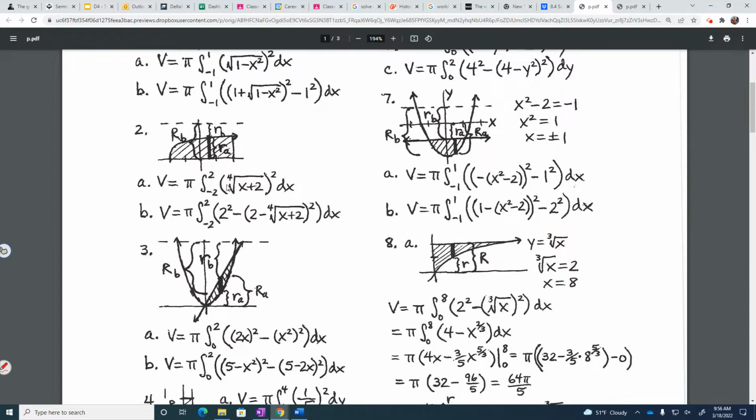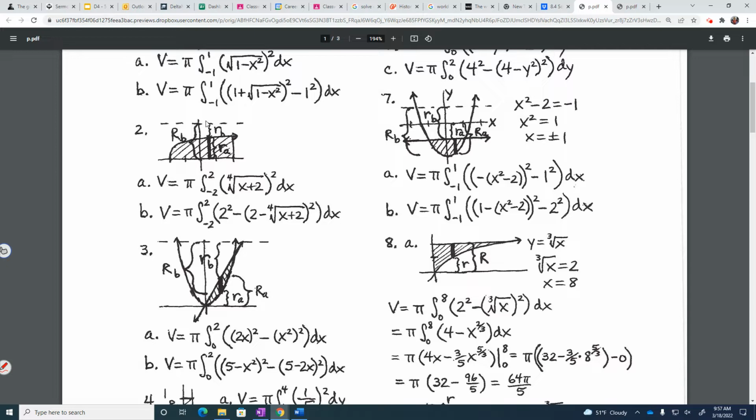Number 2, the first one is, again, just the disk, so it's just the function squared. The second one is the axis y equals 2. So your outer radius would be 2, and then your inner radius would be 2 minus the function. I think those are the hardest ones to set up when you have an axis in the same quadrant.